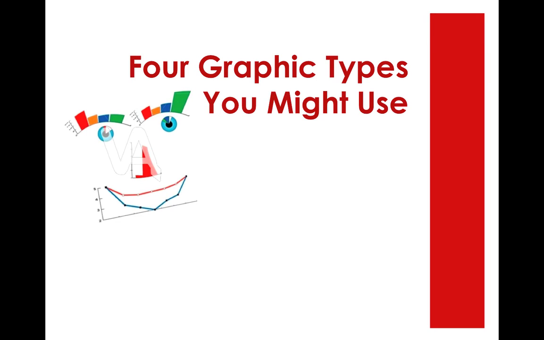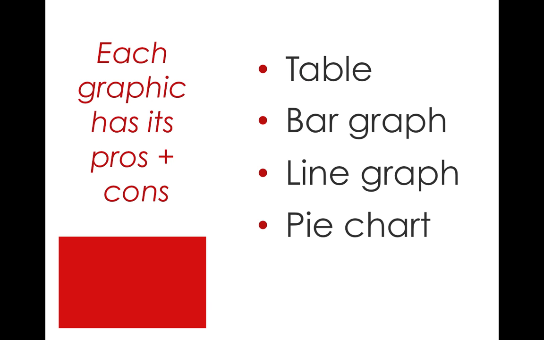When you're going for clarity and comprehensiveness, you need to consider the type of graphic you want to use for the data set you have in hand. We're going to go through 4 different types of graphics and their pros and cons. What are they better at representing? We'll look at tables, bar graphs, line graphs, and pie charts.